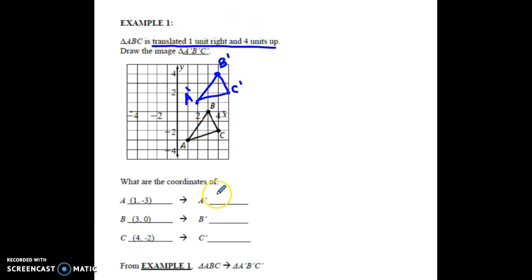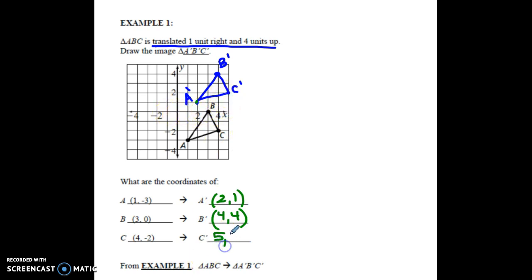Now, we're going to look at our coordinates for a second. A prime got moved to the location 2, 1, if we write the ordered pair for that location right there. B prime got moved to, I believe, 4, 4. And it looks like C prime got moved to 5, 2.